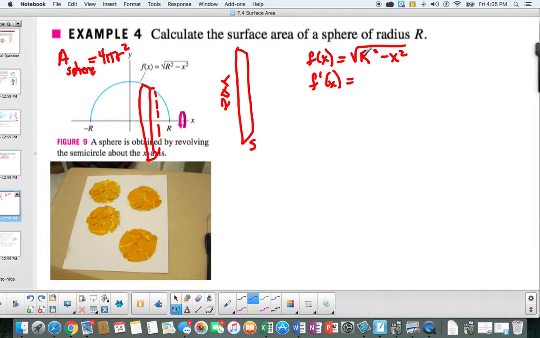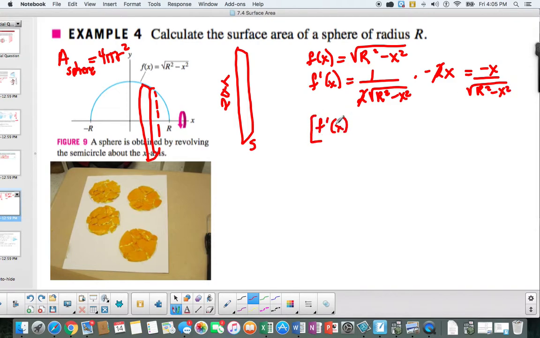The variable is x. This is a constant. So this is going to be 1 over 2 root r squared minus x squared, and then use the chain rule, and that'll be negative 2x. And the 2's are going to cancel. This is going to be the opposite of x over root r squared minus x squared. Eventually we have to square the derivative, and this will be x squared over r squared minus x squared.